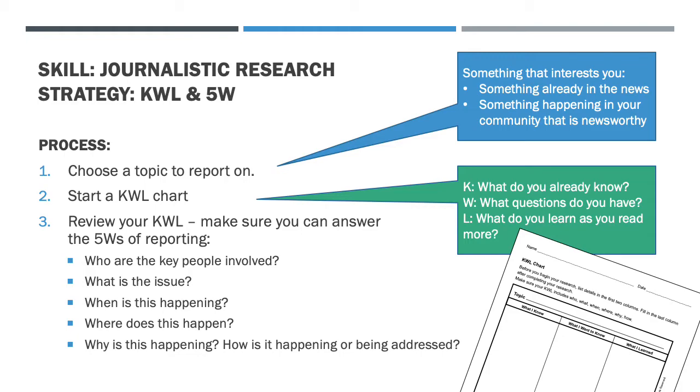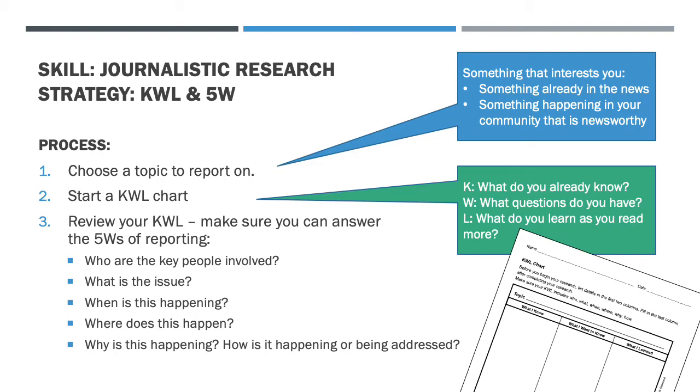Step two is to start a KWL chart. You can write your own, or there is a PDF version you can fill in on your iPad below this lesson. The K is what you already know, W is what you want to know, the questions that you have, and the L is what you learned after you read more about your topic to answer the questions about what you want to know.